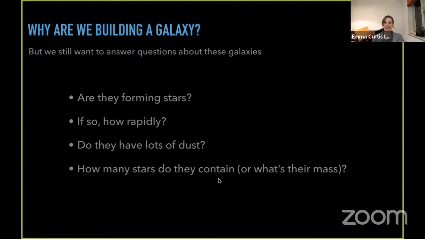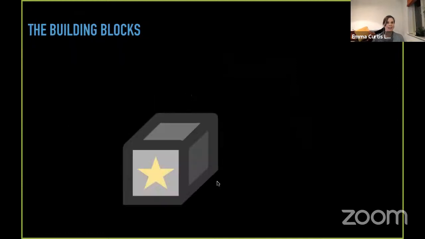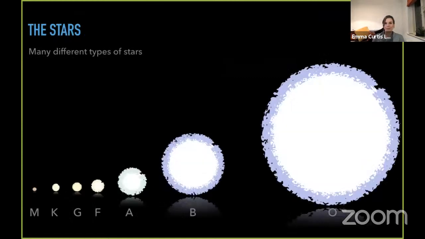And I'm going to take you through how to build a galaxy from some simple components that we will put together, the building blocks. So the first one is pretty obvious. Every galaxy needs stars. There are many different types of stars. We will call them different spectral types, and that will become clear why.